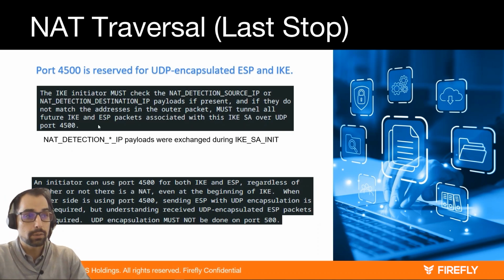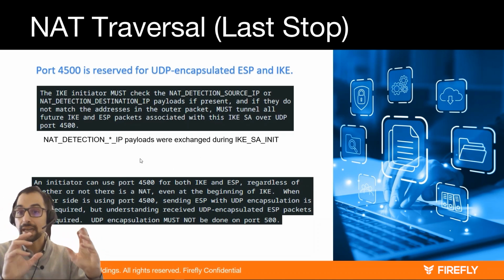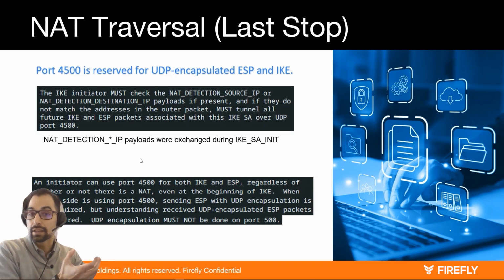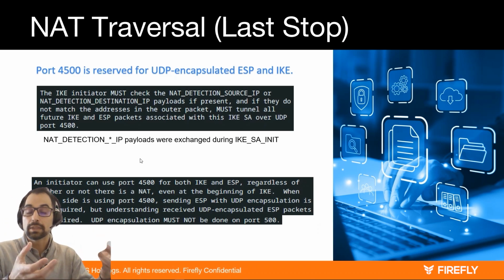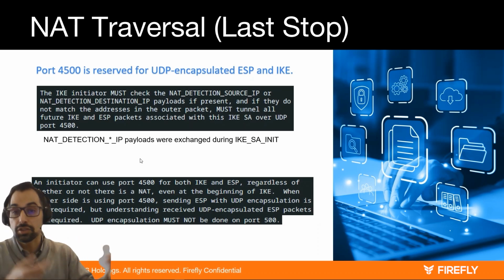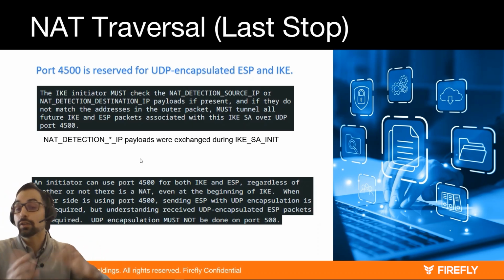Or we can use, if the devices support that, the NAT detection payloads, where we basically create a hash with the source and destination. And if those are different from the hash that we did, then we basically know that our source and destination changed. So most probably there is a NAT device in the middle changing our source and/or destination IP addresses.